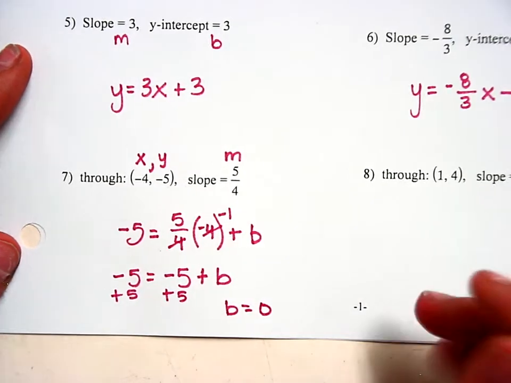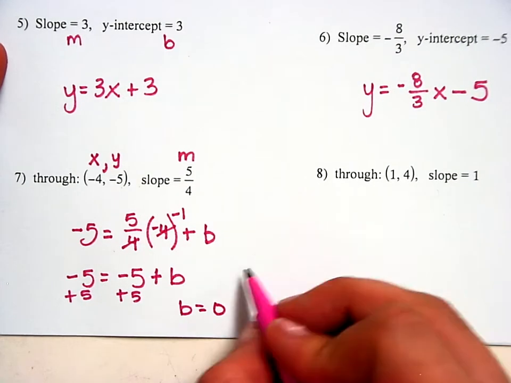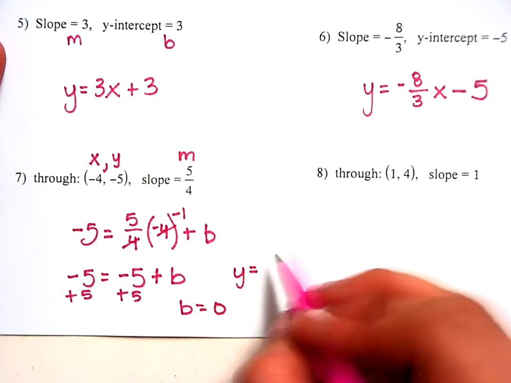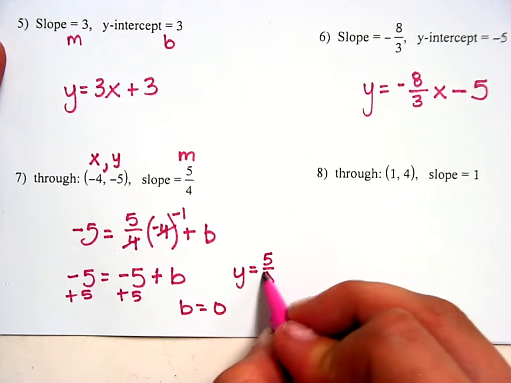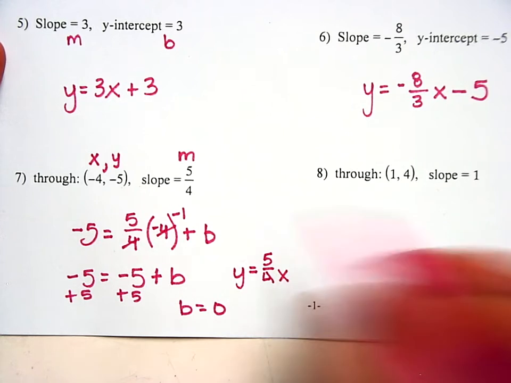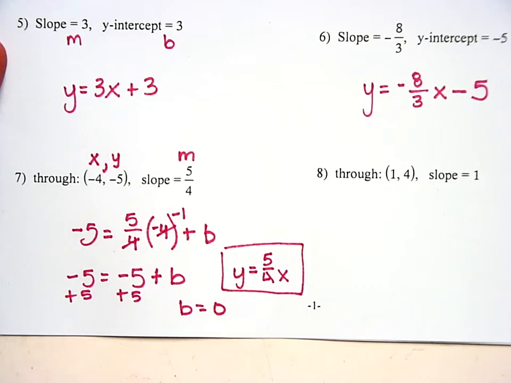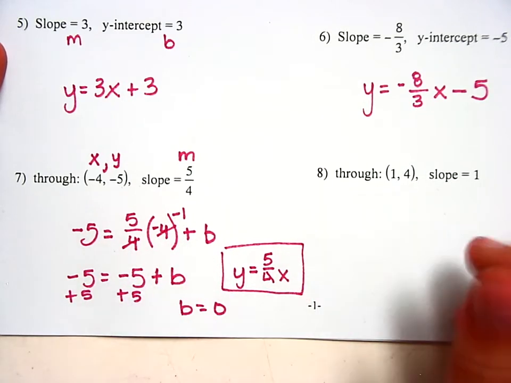So this one actually has a y-intercept of 0. So finalizing my answer, I've got y equals, don't forget your slope was 5/4, x, and then we don't have our y-intercept, it is 0. So we're done. Okay, so this one took a few steps. We had to solve for b first, then we wrote our equation.